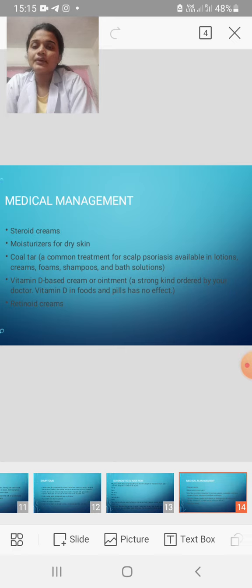Medical management of psoriasis: steroid creams, moisturizer for the dry skin, and coal tar, a common treatment for scalp psoriasis, available in lotion, creams, foams, shampoo, and bath solutions. Vitamin D based cream or ointment, a strong kind, is ordered by the doctor. Vitamin D in food and pills has no effect like the creams.